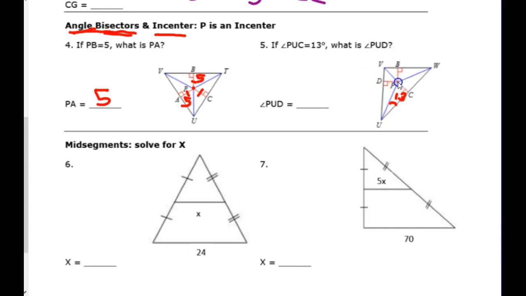What is PUD? Well, remember, this blue line is an angle bisector, so PUD is going to equal PUC. These are equal angles. So if they're equal angles, and this one's 13, PUD is also going to be 13, right? So PUD is 13 degrees, because incenter means angle bisector. Angle bisector means these two halves are equal. No big deal, right?